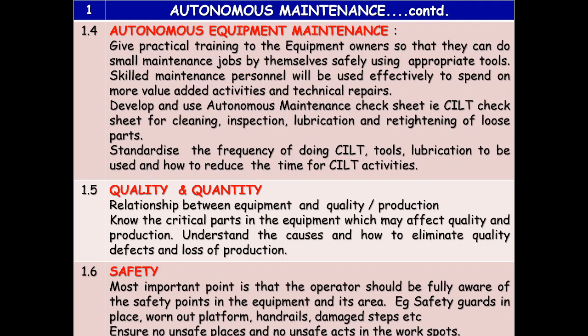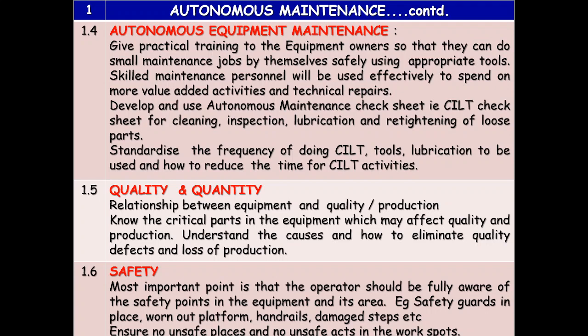Regarding quality and quantity, operators should be taught the relationship between equipment and quality and production. They should know the critical parts in the equipment which may affect quality and quantity of the product, and they should mark clearly the areas in the equipment sketch where quality or production problems can occur. They should also be trained to know what the causes are and how to eliminate quality defects and loss of production. Teach them how to do RCA, root cause analysis, and take corrective steps to rectify the causes permanently.